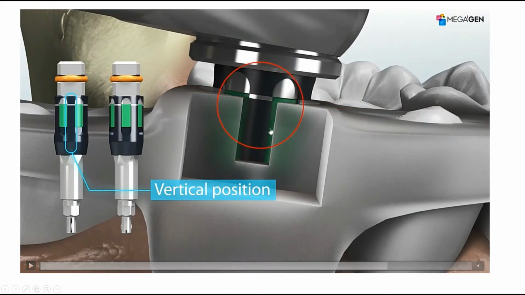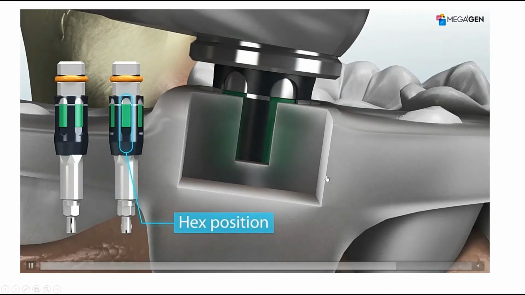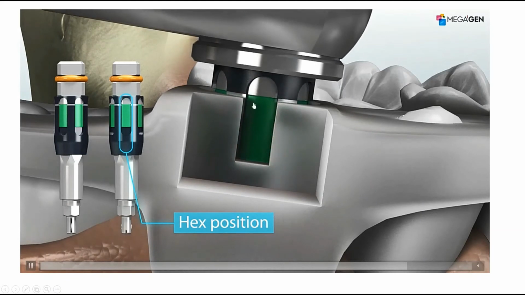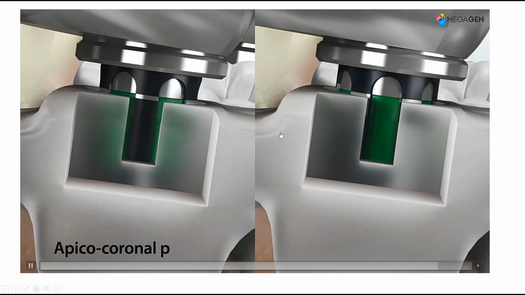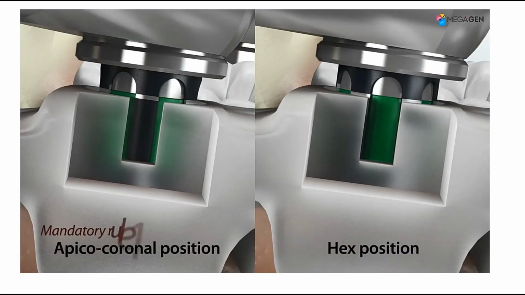But what about the hex position of the implant? Is this the correct hex position that I planned for? No. In order for me to place the implant with the same hex position that I planned for, I could just torque the implant down a little bit more until the green shows through the built-in window in the surgical guide. Right now, I have applied both rules, the apical-coronal position, the depth of the implant, and the hex position as well. And this is how you place the implant with the most accuracy, exactly as you planned it.